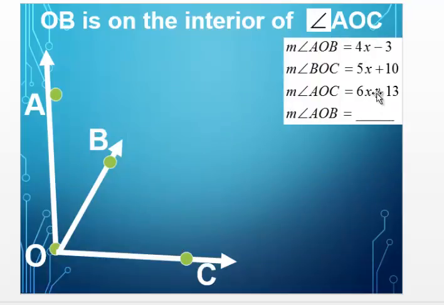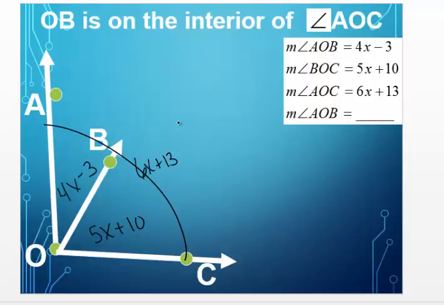One more example here, and it's the same type of setup. So I have the small angles 4x minus 3. The big angle, or the little bit bigger one here, is 5x plus 10. And then the entire angle is 6x plus 13. Again, I'm going to set up an equation that says the smaller angle AOB plus the BOC is equal to AOC.